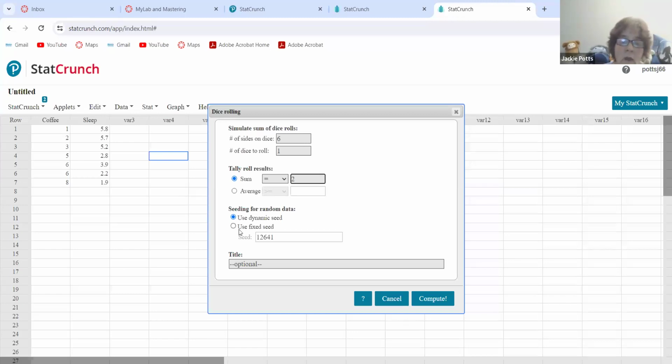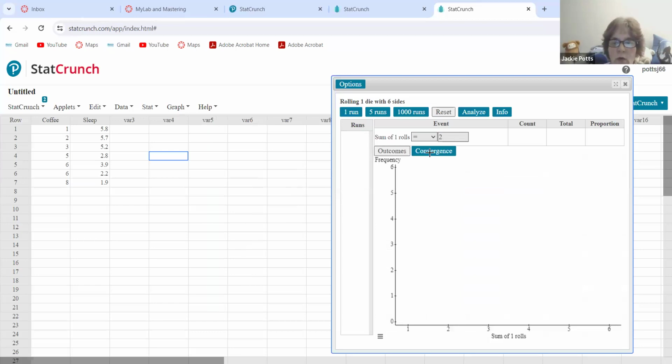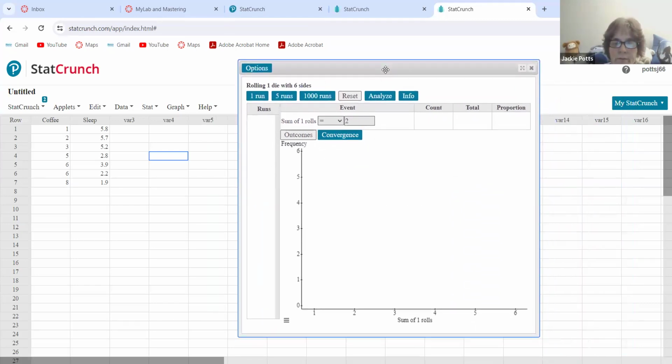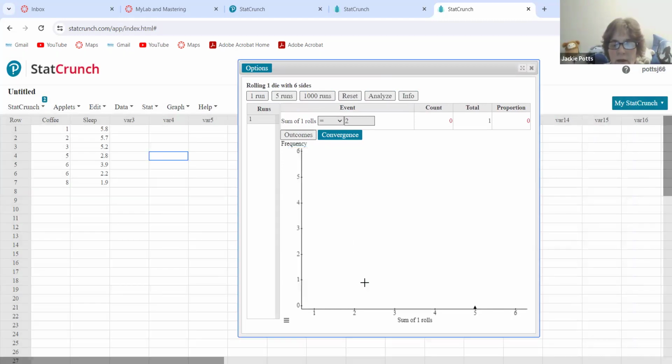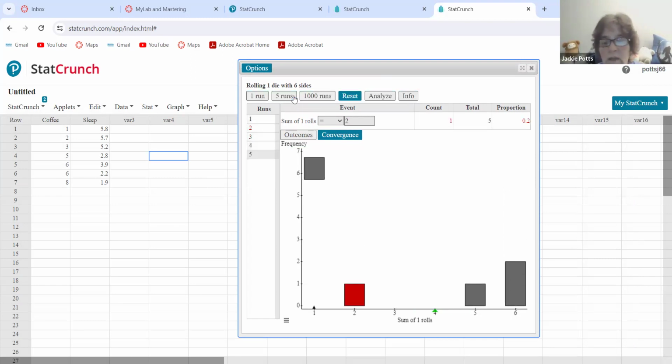All right. Now, if we want to stay consistent, we all use the same fixed seed. Don't have to, but you can. So I'm going to put in 1 2 2 4, and then I hit compute. All right. And I say 1 roll. Tells me I got a 5. Well, that's going to take me forever, 1 at a time. So let's do 5 runs. It's 1 plus 5 is 6, right?